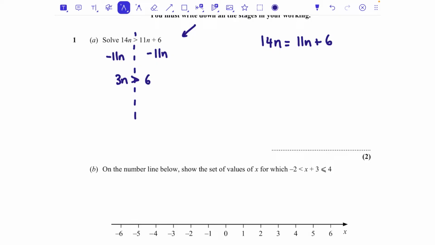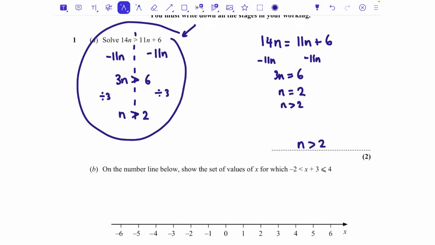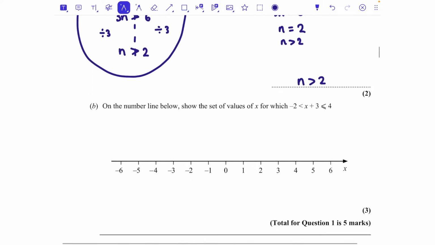And if 3 lots of n is greater than 6, I can just divide both sides by 3 and get n is greater than 2. There we go. So that's my final answer. N is greater than 2. If you'd solved the equation, it would have been exactly the same. Minus 11n from both sides. 3n equals 6. Divide by 3, n is 2. But then don't forget to put it back. I would personally stick with it as it is so that you don't forget that final step at the end.